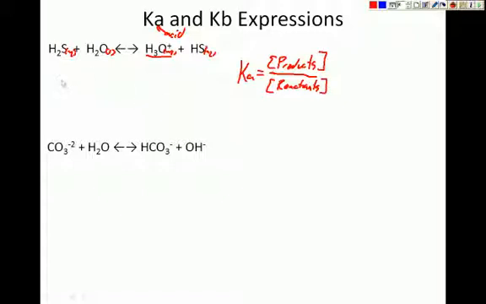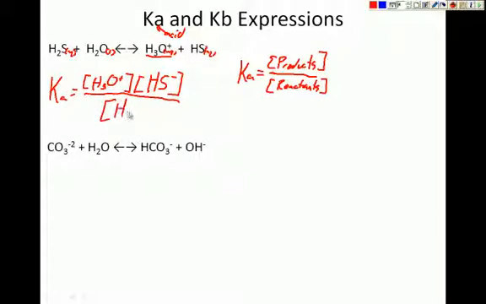Or in other words, Ka equals the concentration of H3O+ times the concentration of HS-, divided by, since water is a pure liquid, we don't add it in here, but instead we divide by H2S. Okay, and this is our Ka expression for this formula right here. Now, again, you always use Ka when you have H3O+ in your equation.